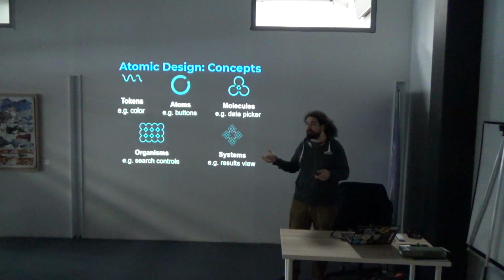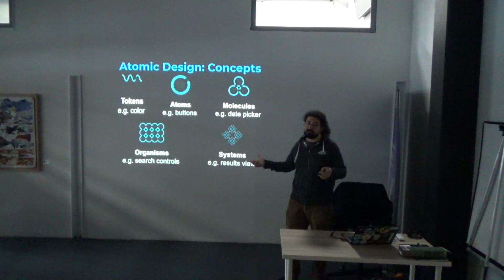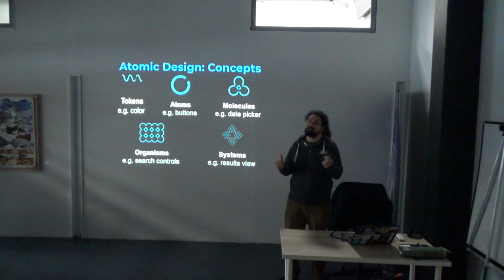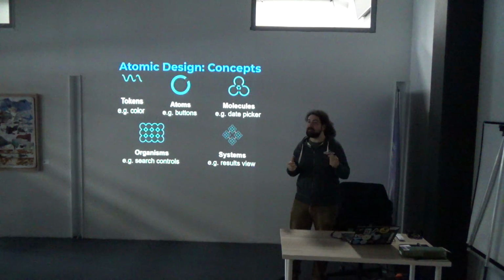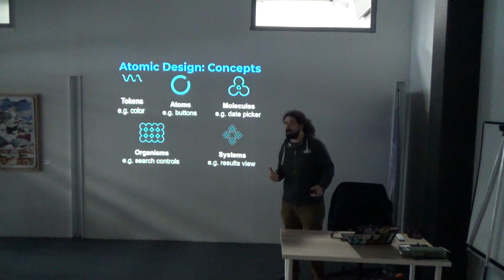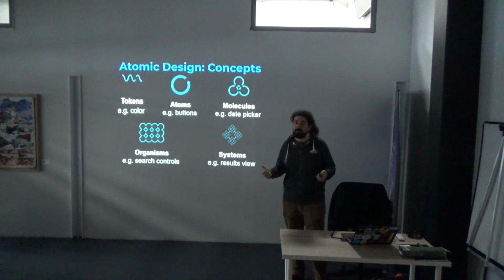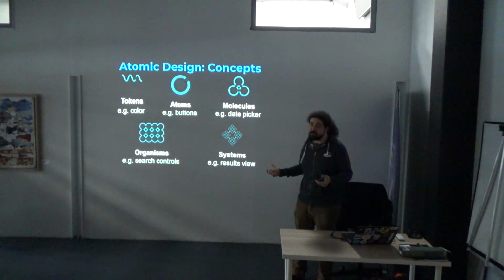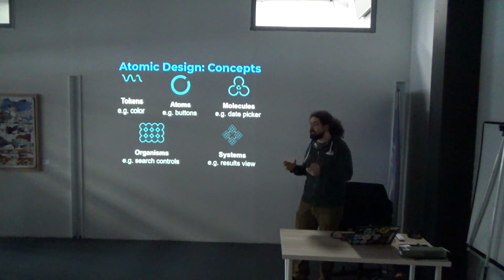And then you have organisms, and organisms are built out of molecules. An organism is like a whole search control. It has the autosuggest in it, it has a lot of molecules in it, can have some complex behavior, and has an interface to the outside world. And then a system is just a collection of the organisms. The idea is that it's fractal, it's hierarchical, and it allows you to encapsulate stuff.